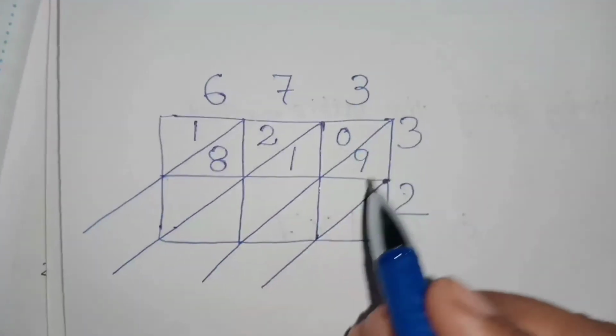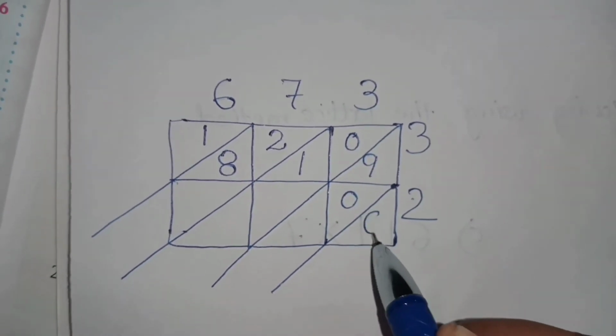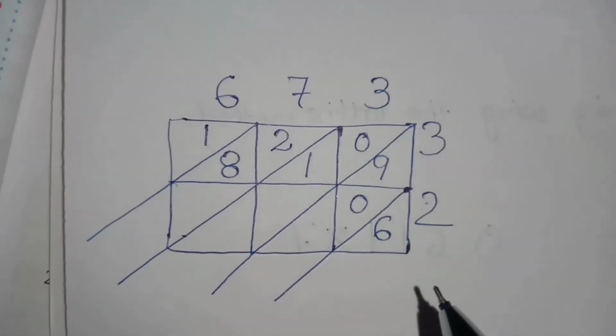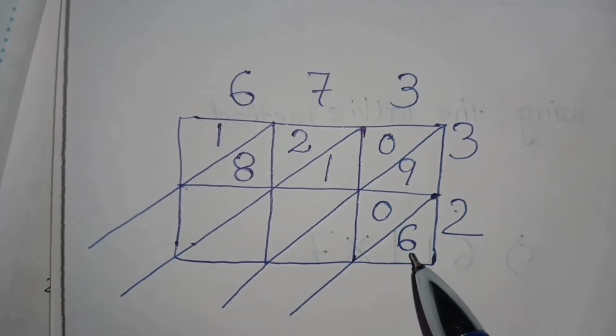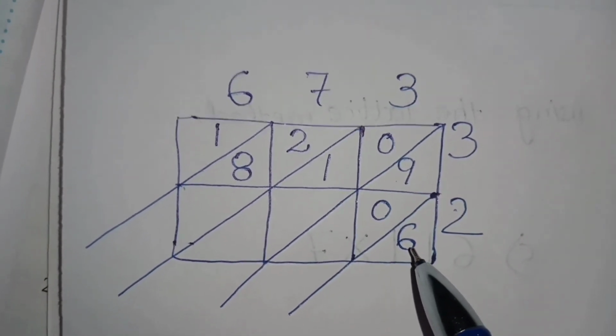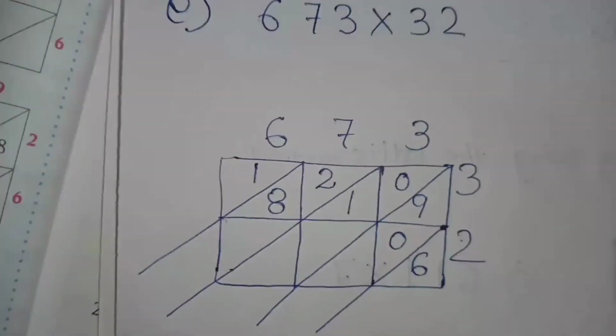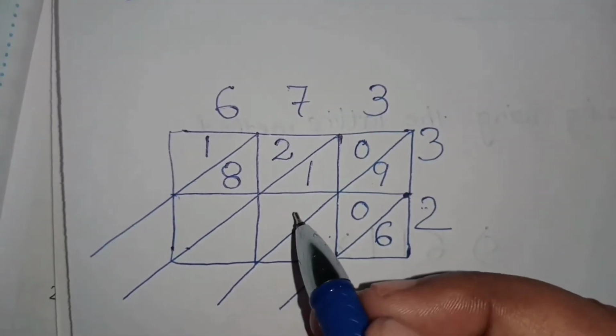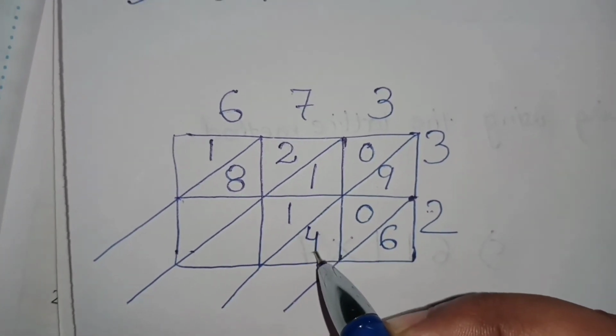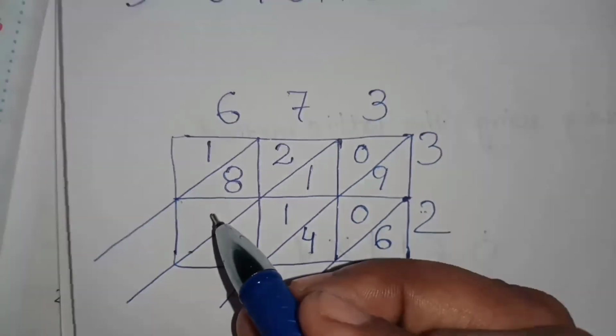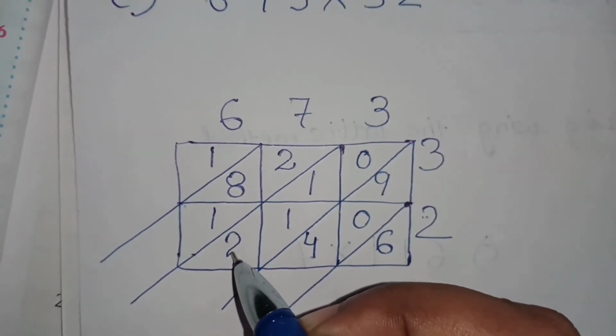2 times 3 is 6. So 0 will be here, 6 will be in ones place. So when it will be one digit, you have to write in this triangle, in this ones. Now 2 times 7 is 14. So 1 will be here, 4 will be in ones place. 2 times 6 is 12. So 1 here, 2 will be here.